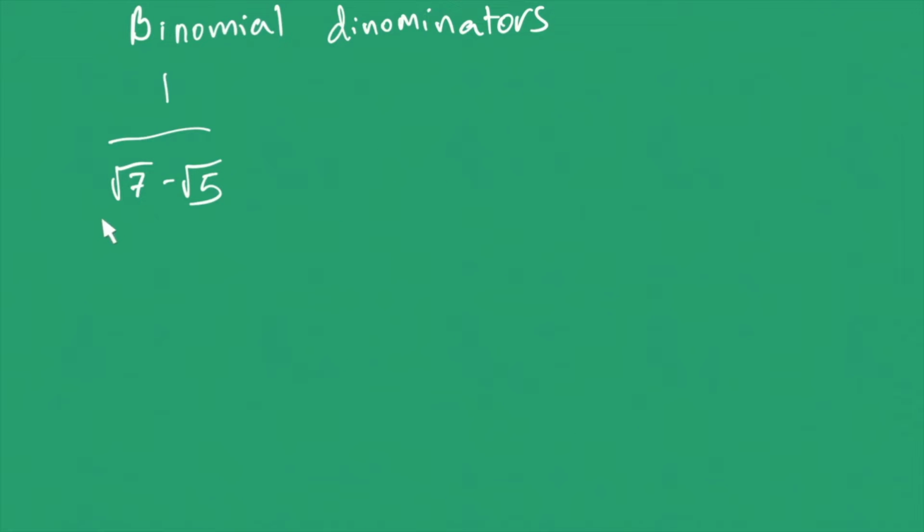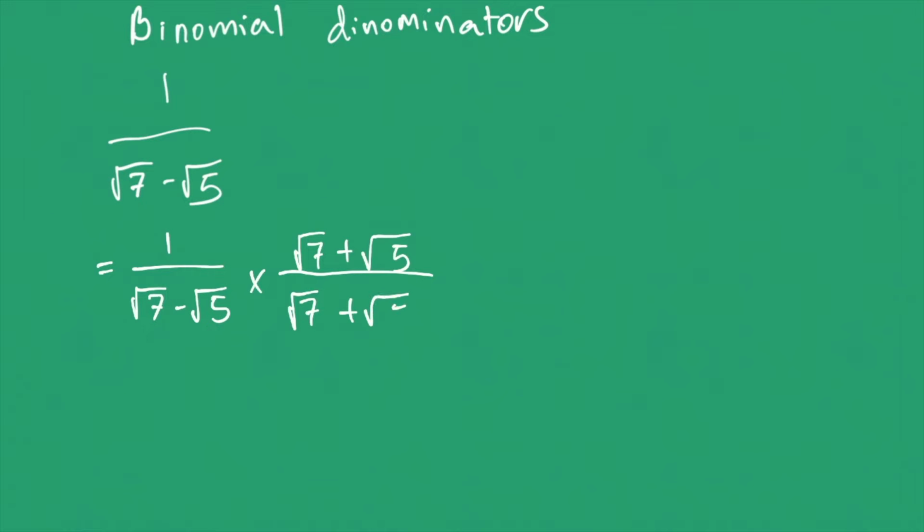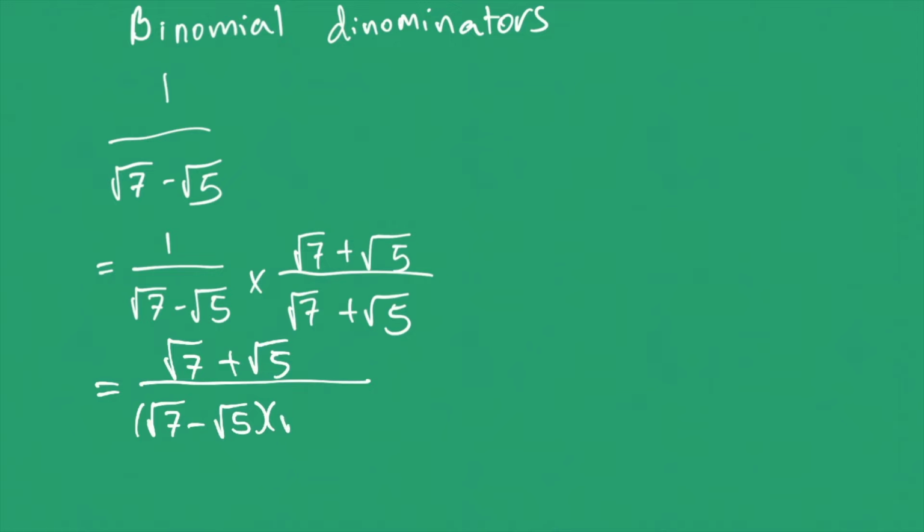So, in order to make the denominator of this expression rational, we need to do something. We can multiply it by square root 7 plus square root 5 over square root 7 plus square root 5, which equals 1. Then we multiply them together. For the denominator, we get square root 7 minus square root 5 times square root 7 plus square root 5. Therefore, as calculated before, it equals square root 7 plus square root 5 over 2, which is rational.